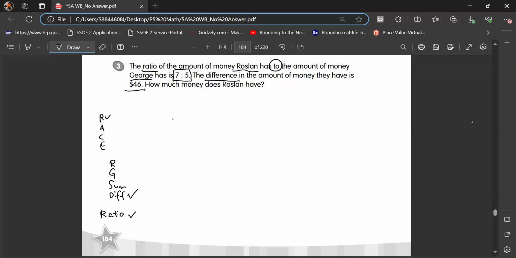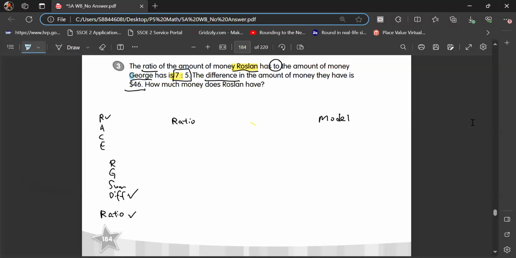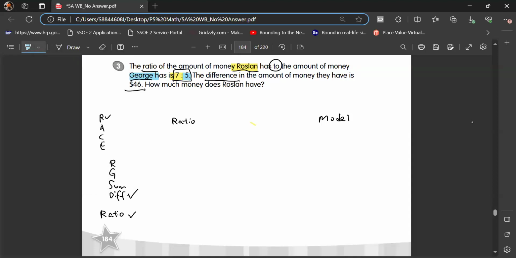So again, I will show you the two methods. I will show you with the ratio method and I'll show you with the model method. I like to use different highlighters. So I put Mr. Roslan as one color, such that I know that 7 is for him. And then I use a different color to signify George, and I know that is for George. And then you realize that there's this part that talks about difference. It's not part of the ratio, so I'm not highlighting that. But I may want to put another color for it. Okay? But for now, let me just try to draw this.